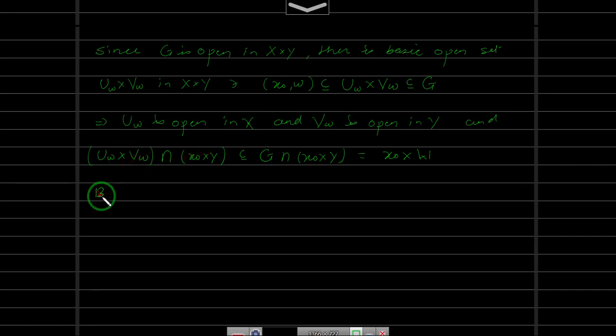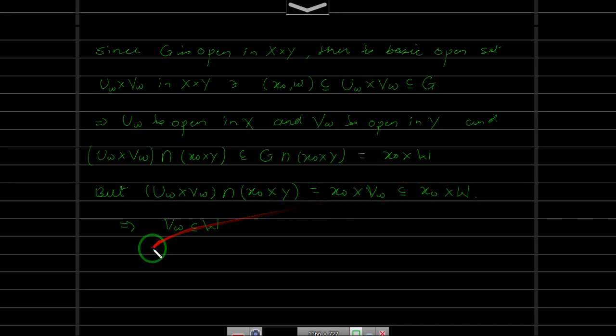So U_W cross V_W intersection with X naught cross Y, if you see, is precisely X naught cross V_W, because when you take the intersection, it will be the singleton X naught, and this intersection with V_W will be X naught cross V_W, and this will be contained inside X naught cross W. Okay, hence what we achieved is this V_W is contained inside W.